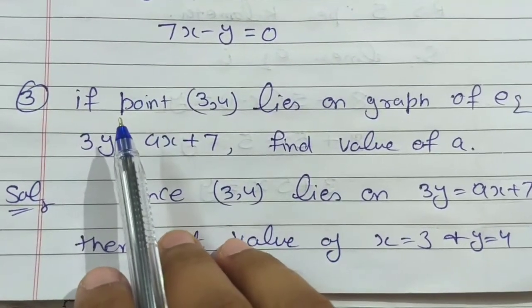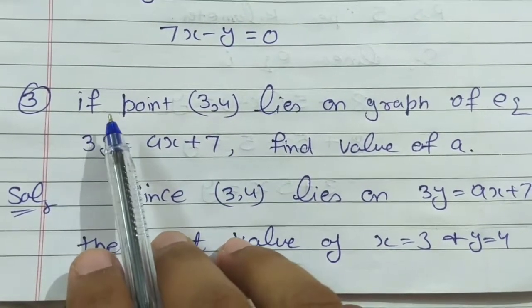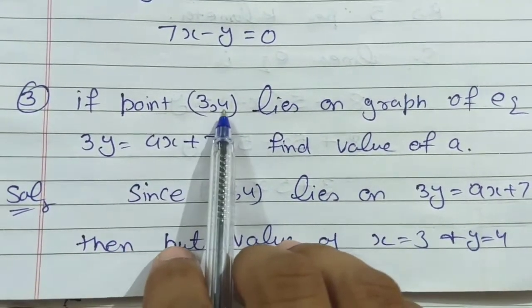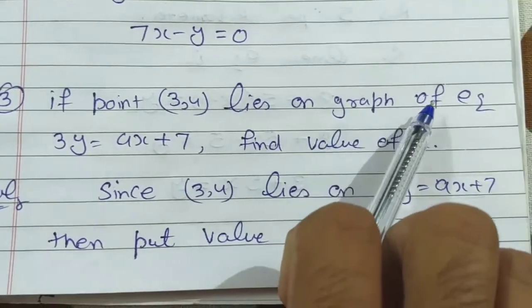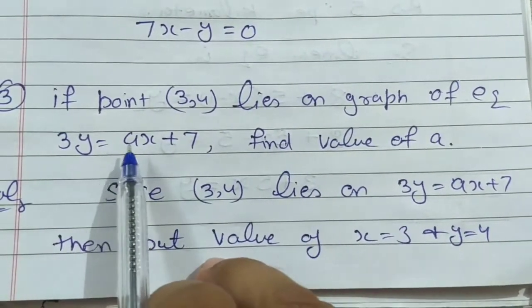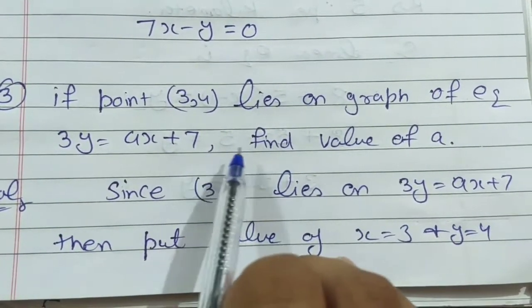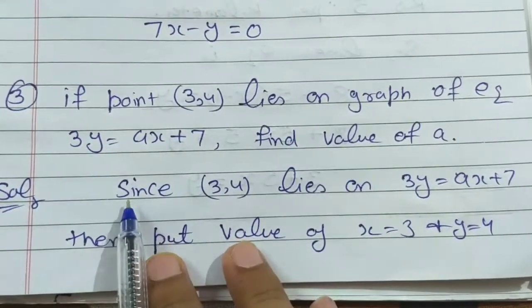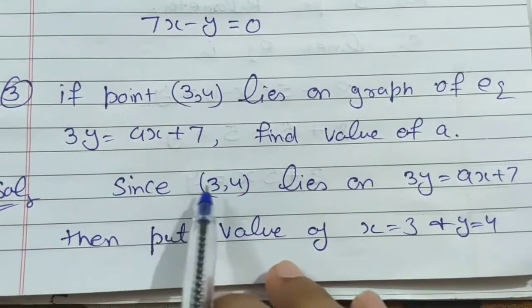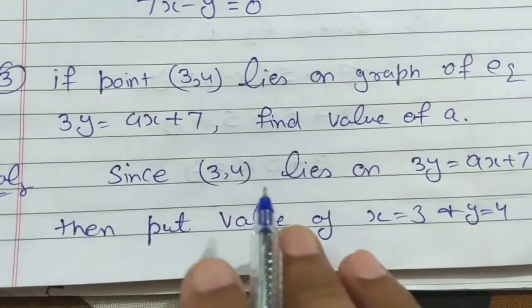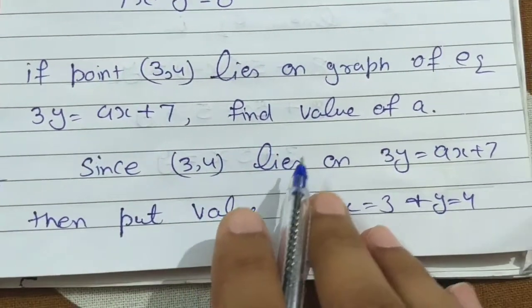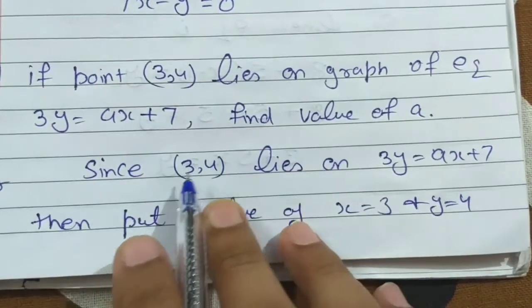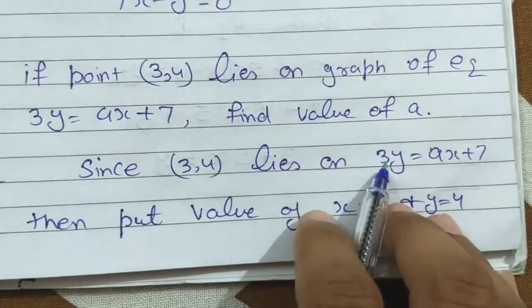Now in question number 3, we are given that the point 3, 4 lies on the graph of the equation 3y equals ax plus 7. We have to find the value of a. So students, always remember this: if any point lies on a line, then its values will be put in that equation.